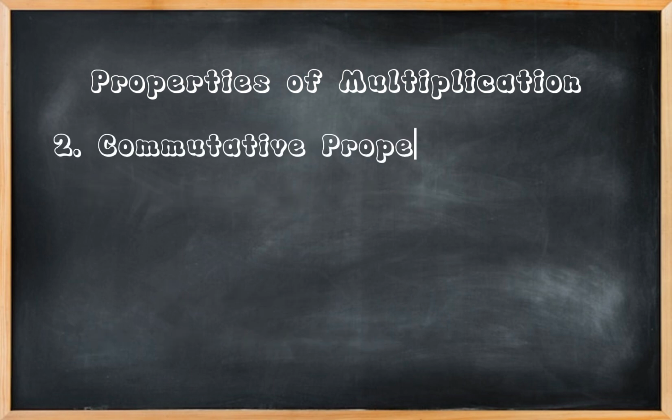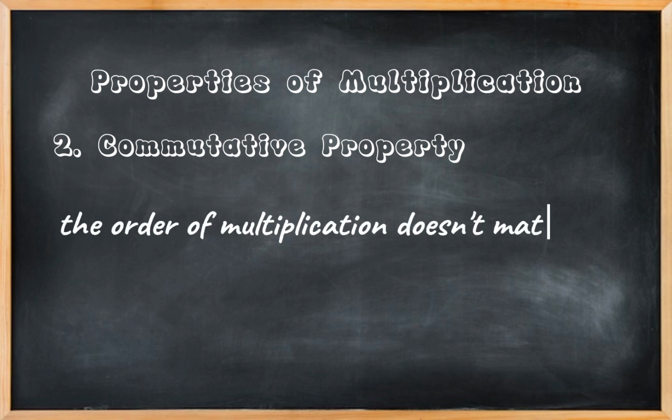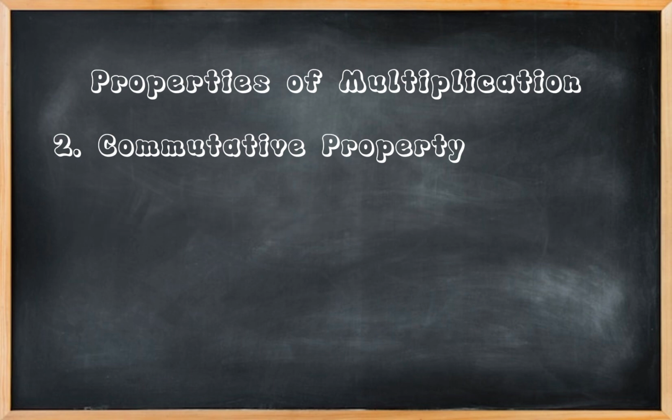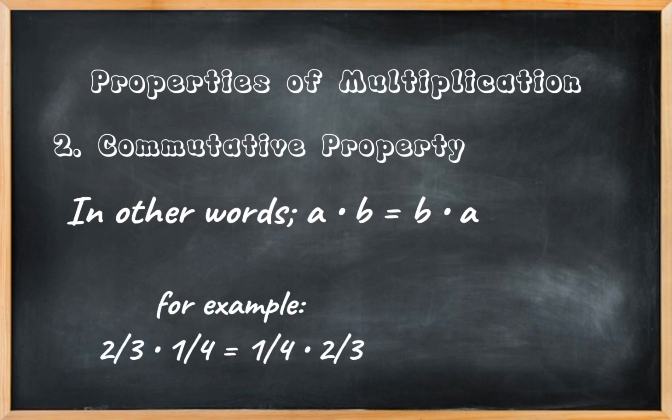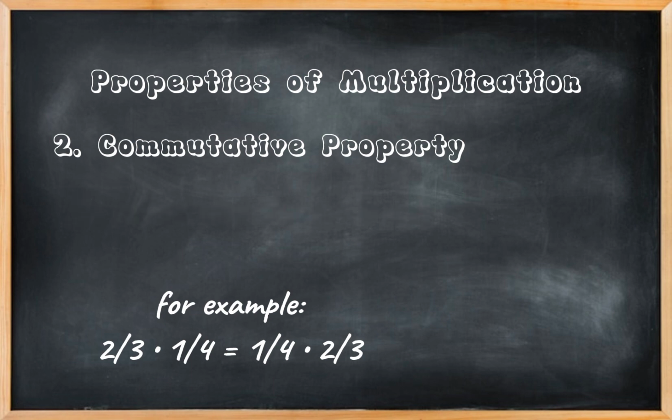Next is commutative property. In commutative property, the order of multiplication doesn't matter. In other words, A times B is equal to B times A. For example, 2/3 times 1/4 is equal to 1/4 times 2/3.